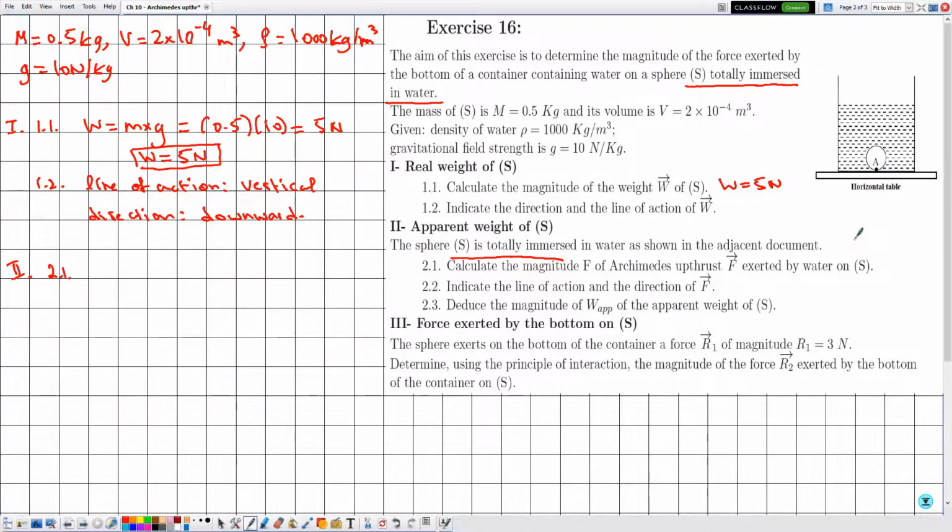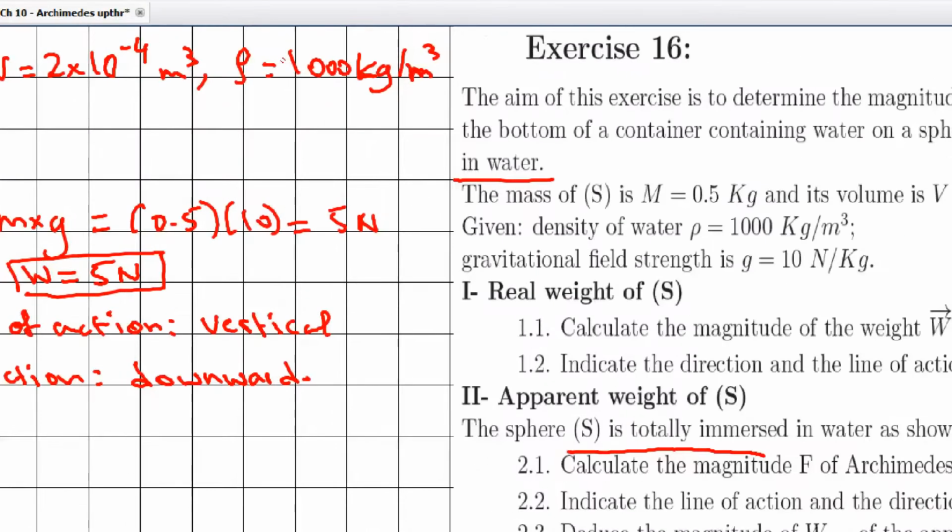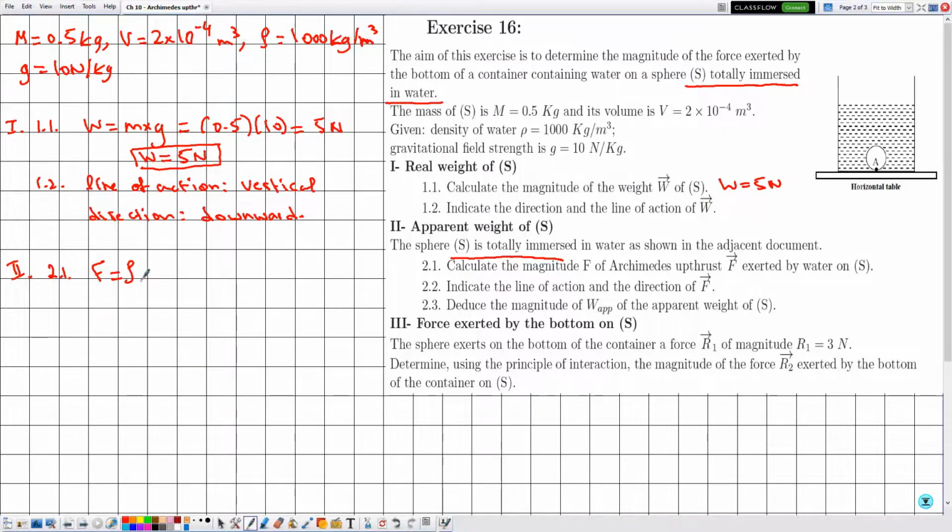Okay, so we cannot use this method. So we are only left with the formula of F, which is given by that F upthrust, which is denoted by F, is equal to the density of the liquid, which is denoted by rho, multiplied by the volume of the immersed part multiplied by G. Here, because S is totally immersed, then we have that VI is equal to V. Now let's say since S is completely immersed in the liquid, which is given by water, then VI is equal to V.